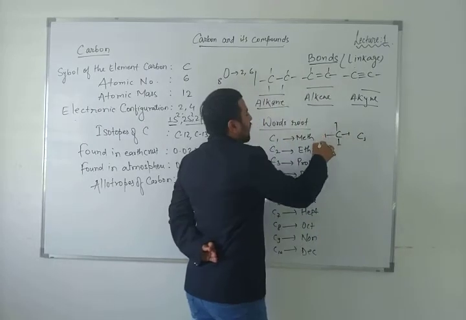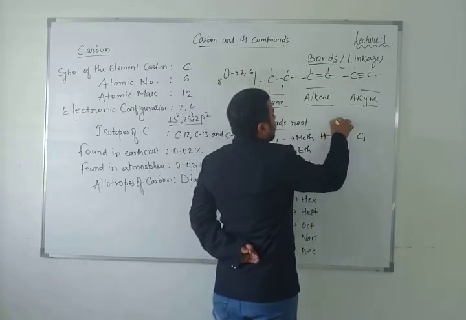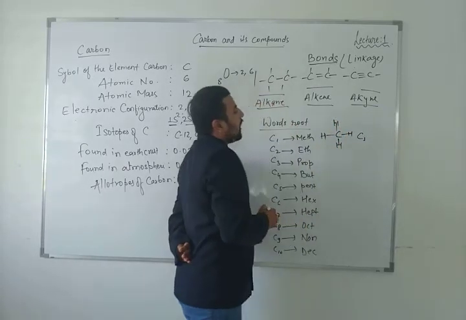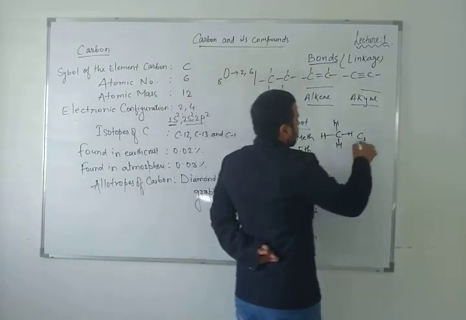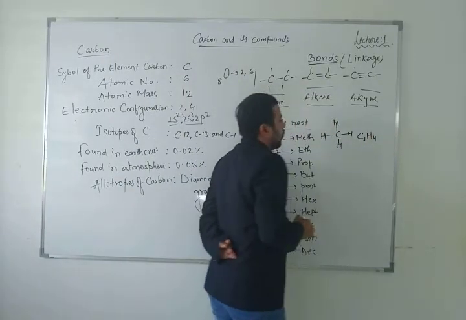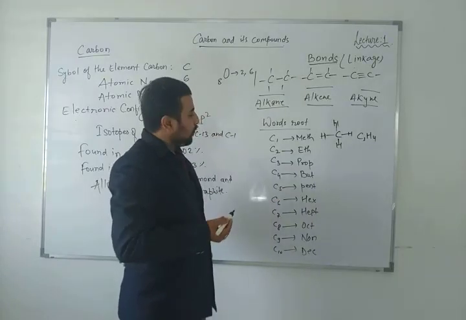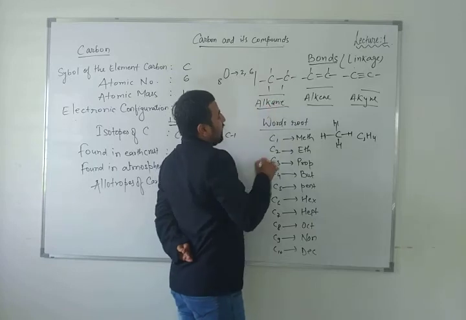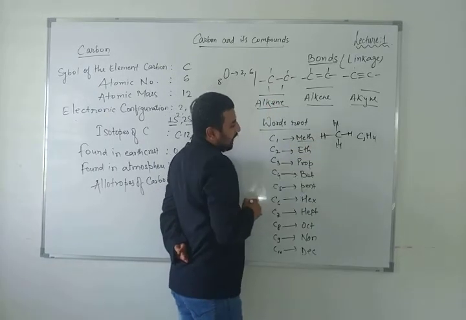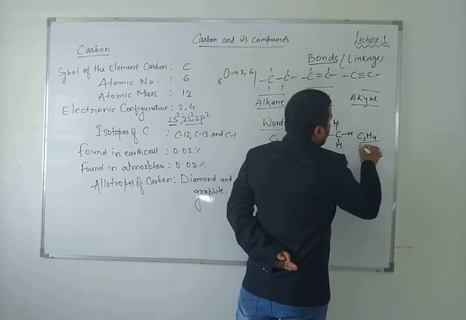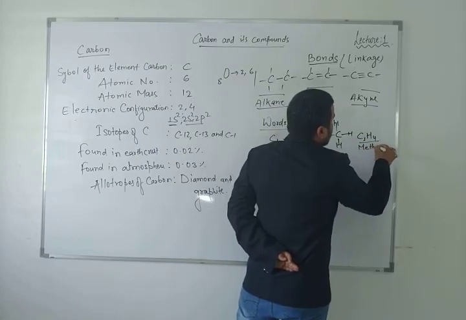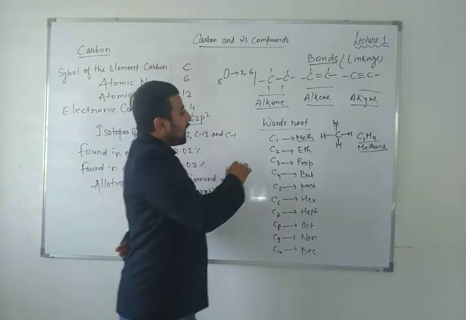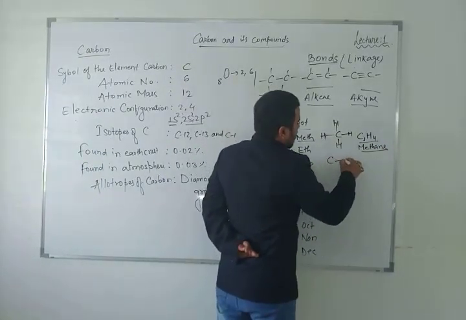C1, and the single bonds will be formed by the hydrogen, you know very well, right? So how many hydrogen will be there? 4 hydrogen. C1H4, or CH4. For single bond we have to represent A and E. Meth plus A and E is called methane. This CH4 will be known as methane.